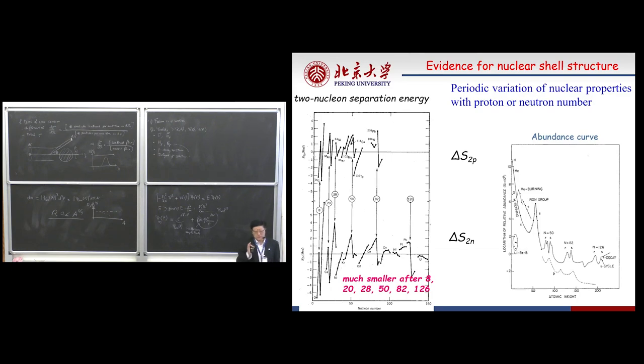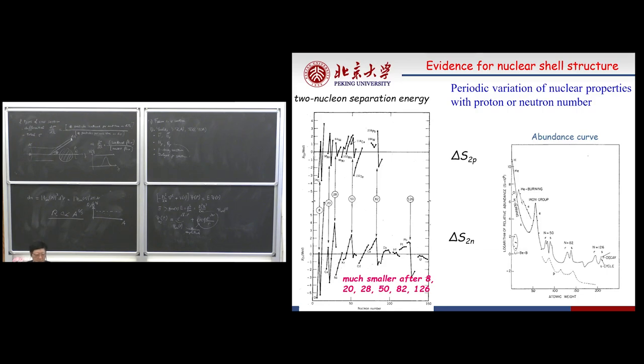In fact, for the proton separation energy, there are not so many, so from the statistics it's not so evident. But if you look at the two-neutron separation energy, it is very easy to see. You will see that for the traditional magic numbers we're talking about, 8, 20, 28, 50, 82, 126, for these nuclei the two-neutron separation energy is extremely big.